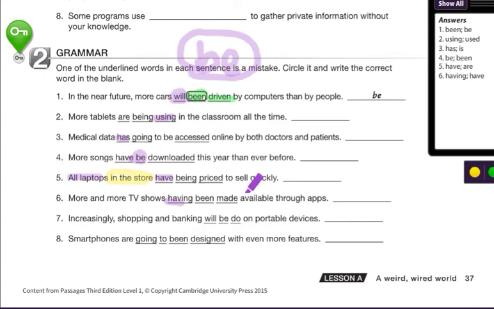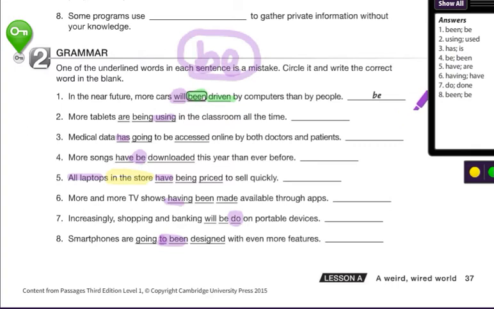Number 7, increasingly shopping and banking will be this. Here, the main verb needs to be in, how can I say, past participle. Will be done on portable devices. Number 8, smartphones are going to be designed. So it's a continuous. Remember the structure going to, and then after the going to, we use the full infinitive. That's why we need to use to be designed, and it always goes in this structure, going to be, because it's passive voice. Then you have here the verb. The main verb is in past participle, which is correct.